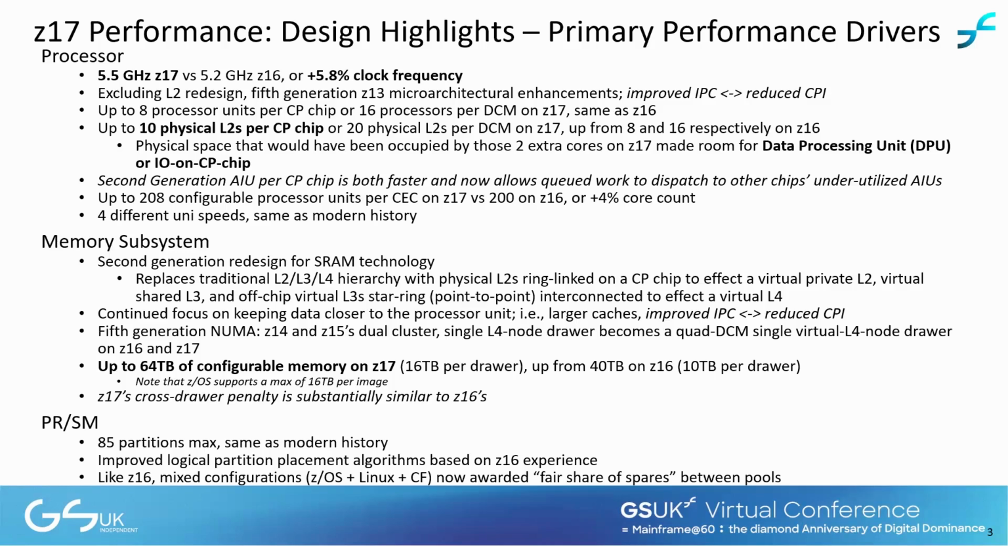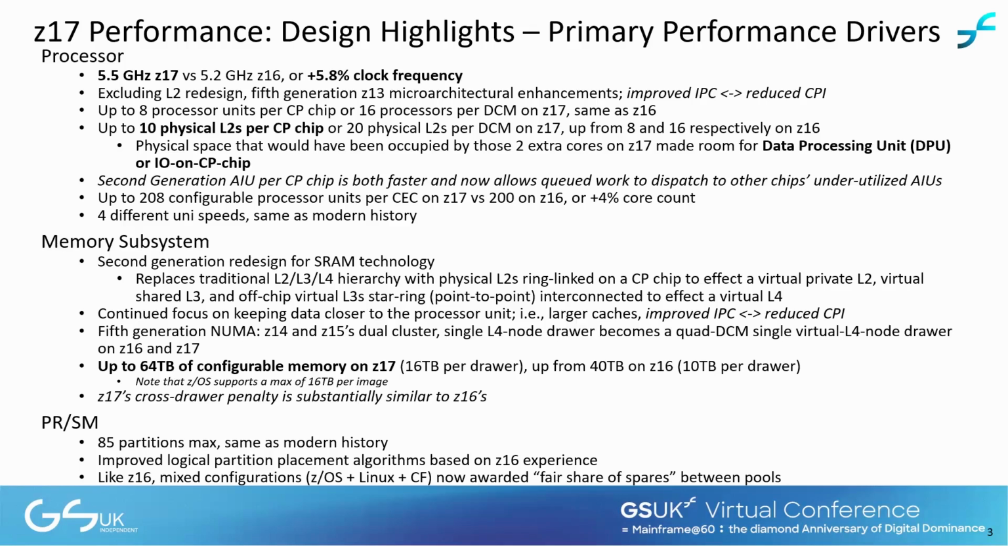The cross drawer penalty is substantially similar to Z16s. For those that are interested in this space, there's some details aside, but the general rule of thumb is from Z13 through Z15, if you went cross drawer, it was about a 10% hit to do so. When we went to Z16 and we had to redesign the caches and then redesign the interconnects between those caches, that was one of the downsides of that new design. The cross drawer penalty got worse, so it's now about 20% worse.